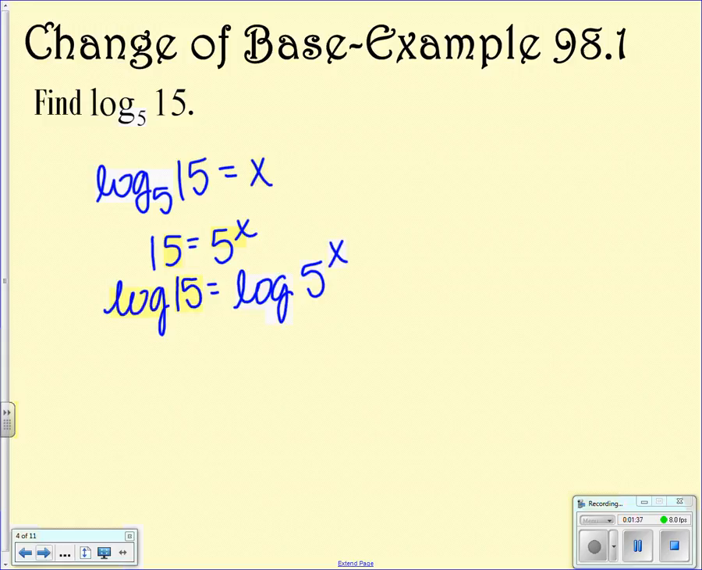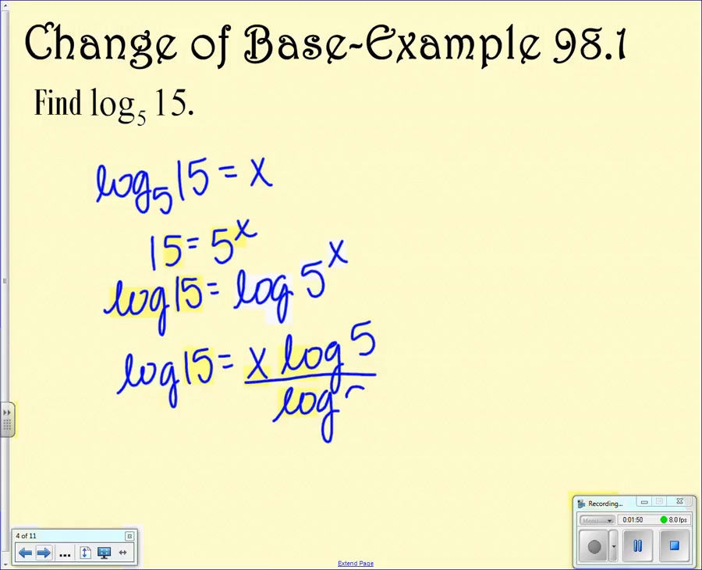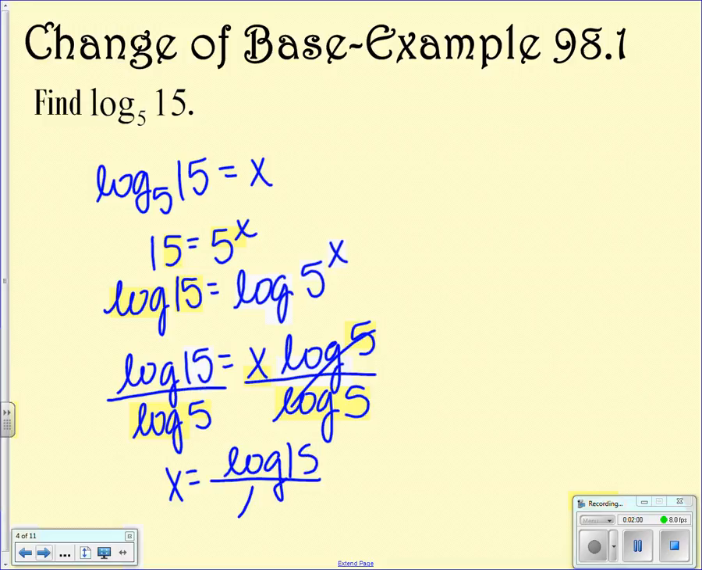Okay? And then we can take this x, that's our exponent, and move it to the front. And so I have x times log of 5 on the right. And then to solve for x, I can actually divide by the log of 5. And so x equals the log of 15 over the log of 5.